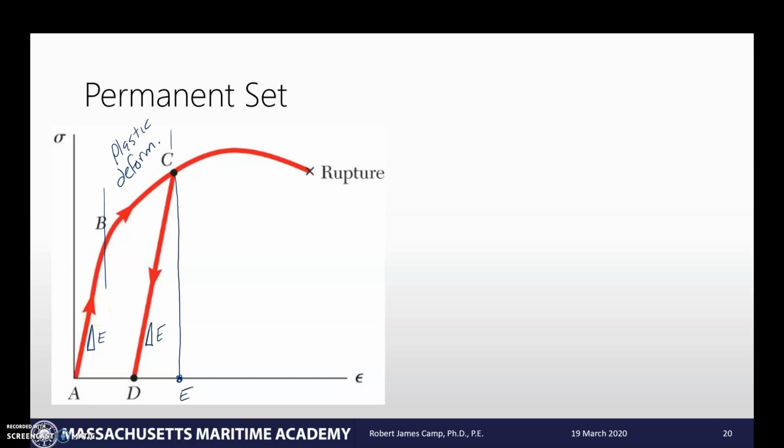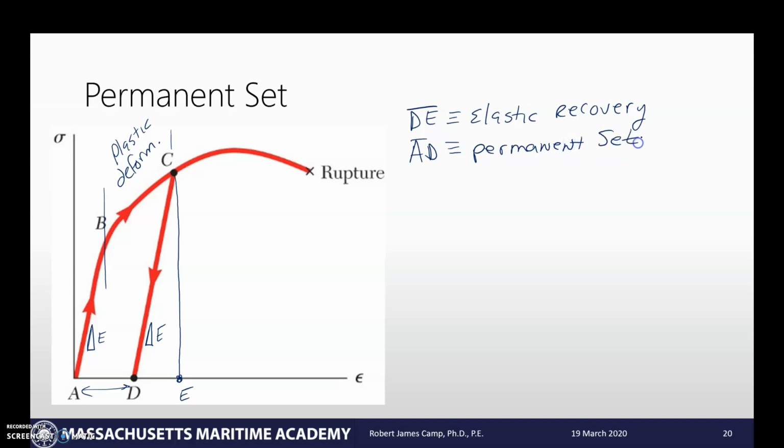So I'm going to draw this line back, the same slope, coming back to this point D. Now, what I have here is from D to E, the symbol for a line segment. D to E is what's called the elastic recovery. So that is what we've recovered strain-wise from the plastic deformation. Now, A to D is what we call the permanent set. This is what we've changed the material completely to. So that is the amount of strain that we've permanently put into the material, and we've permanently changed the material.